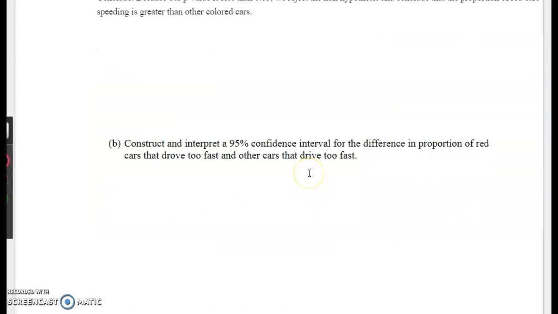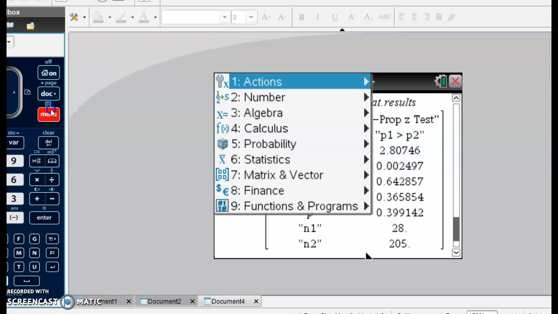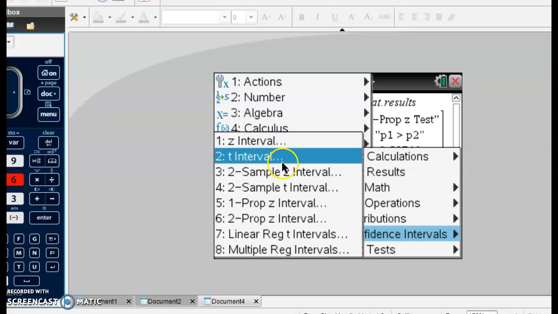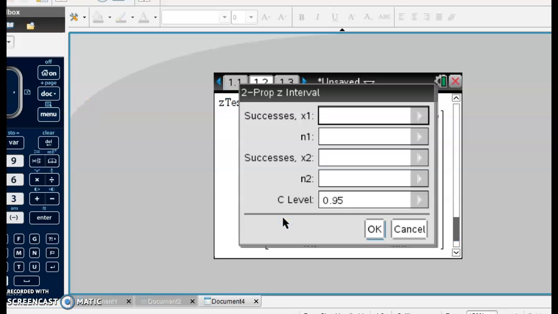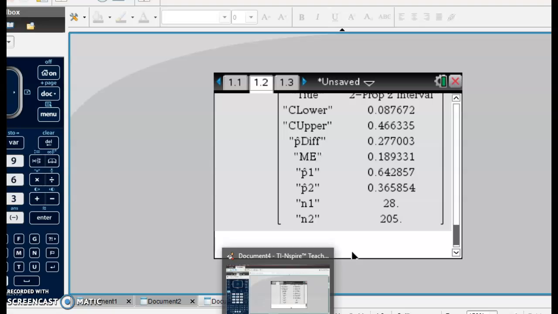And then construct and interpret a 95% confidence interval. We already did all the conditions. The only thing left to do here is go back to the calculator, menu, statistics, confidence intervals. We're doing a 2-prop z interval. I'm entering the same things we just entered. And 95%. So my interval is 0.0888 to 0.466.